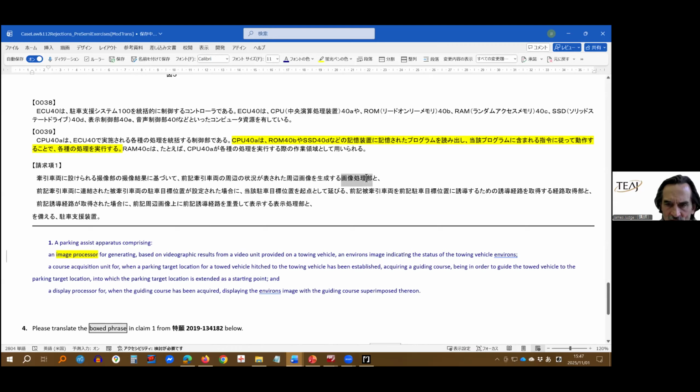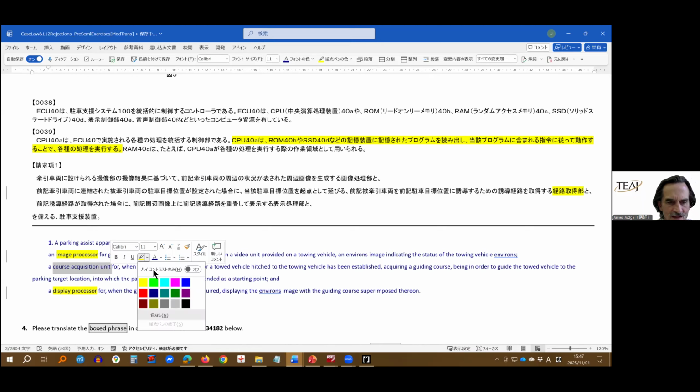so we have Gazo Shoribu, but then this one is just a Keiro Shutokubu, which probably doesn't have a definite structure for it. I think that these processors are going to be okay because they're claiming the processor itself. The problem was the course acquisition unit.